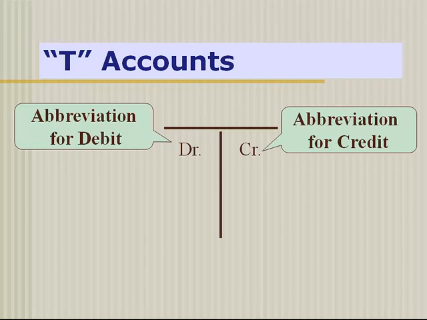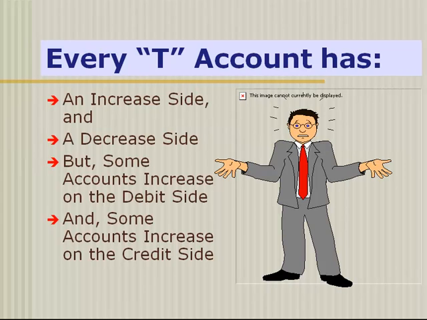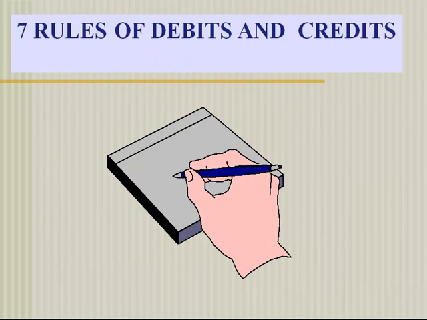Now what changes is whether an account is increased on the debit side or increased on the credit side. That's where it gets confusing. Every T account has an increase side and a decrease side. Some accounts increase on the debit side, some accounts increase on the credit side. So what I want to do in this short presentation is talk to you about the 7 rules of debits and credits. I like to call them the 7 commandments.